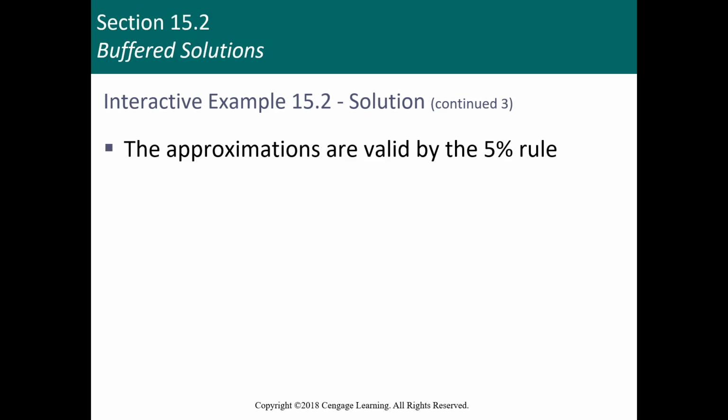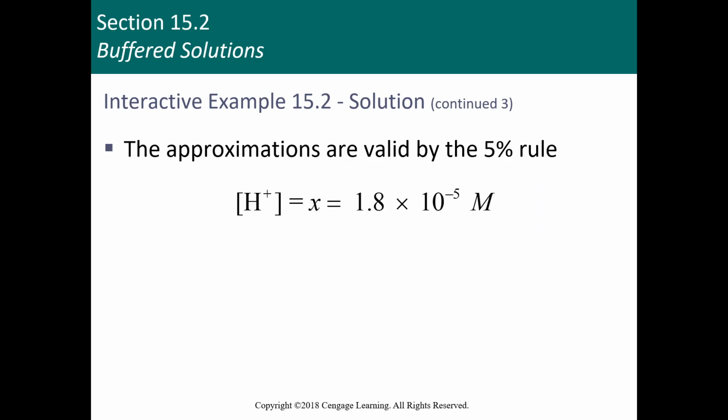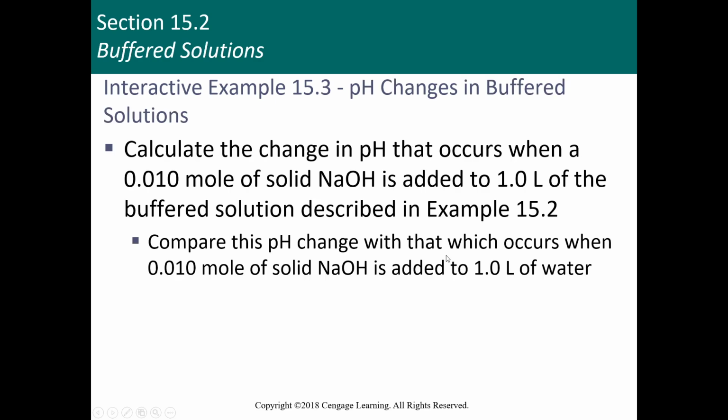Again, what does that x mean? Well, first off, let's make sure our assumption is correct. Is this value right here less than 5% of these values here? Yes, it is. It's much less than 5%. So our assumption was good. That x value is going to be your concentration of H plus. So our concentration of H plus is 1.8 times 10 to the negative 5 molarity. If we take the negative log of that, that'll give us our pH of 4.74.